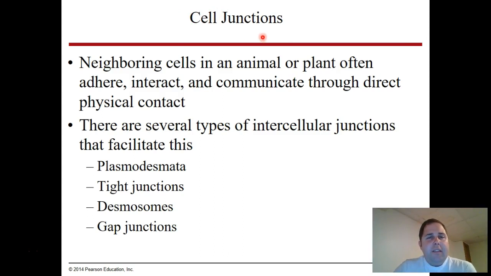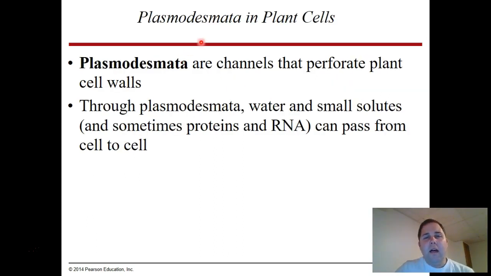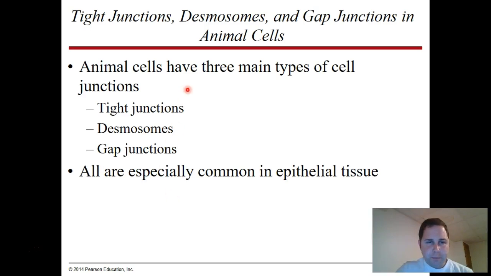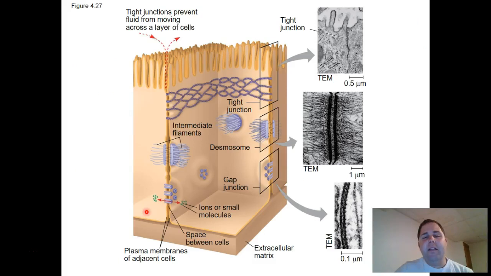Finally, I wanted you guys to think a little bit about cell junctions. Cell junctions are places where the cell can actually cause linkages between adjacent cells, sharing proteins that go through both membranes. We already mentioned the plasmodesmata. These are channels that perforate the plant cell walls, and water and small solutes can pass from cell to cell. And then in animal cells, we have three main types. We call them tight junctions, desmosomes, and gap junctions. All of these are especially common in epithelial tissue, so tissue that makes up the outer layers of skin.